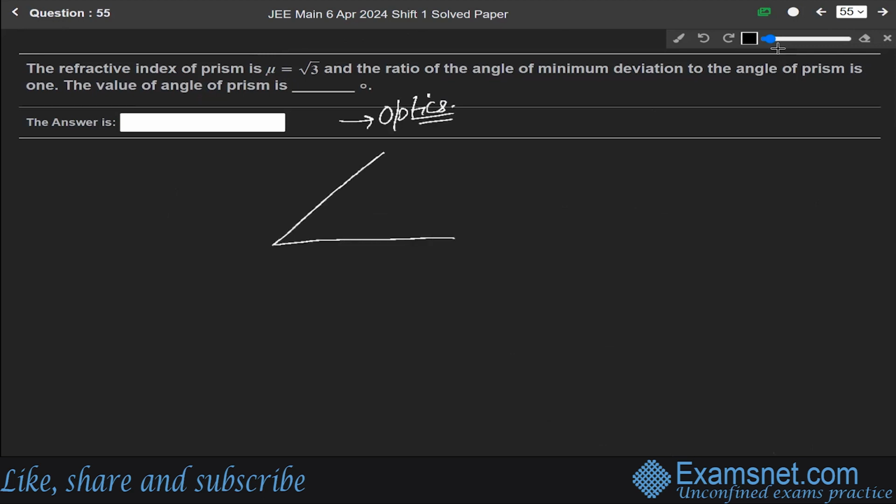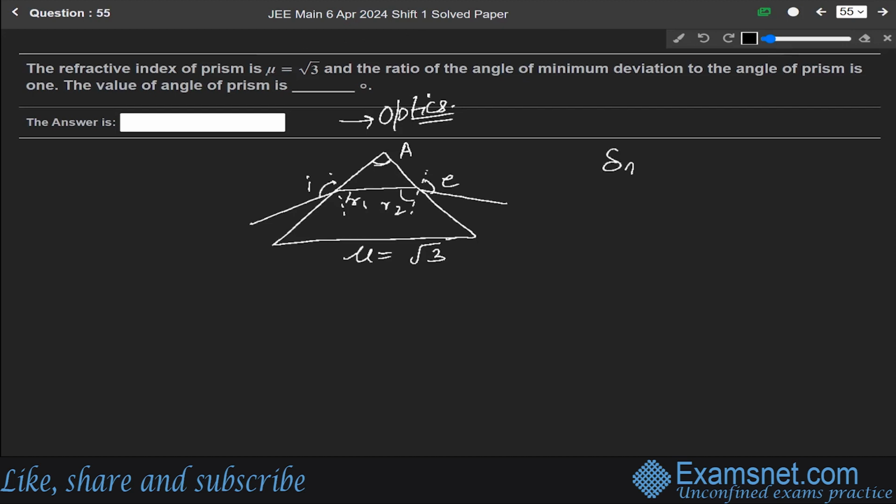Like suppose this is a prism, okay? And this is like this. Okay, this is the I angle, this is R1, this is R2, and this is E. Let us say this is A. And given mu, the refractive index of the prism, is given as root 3, okay? So from this, we have to find the angle of prism, as the ratio of the angle of minimum deviation to the angle of prism is given as 1.